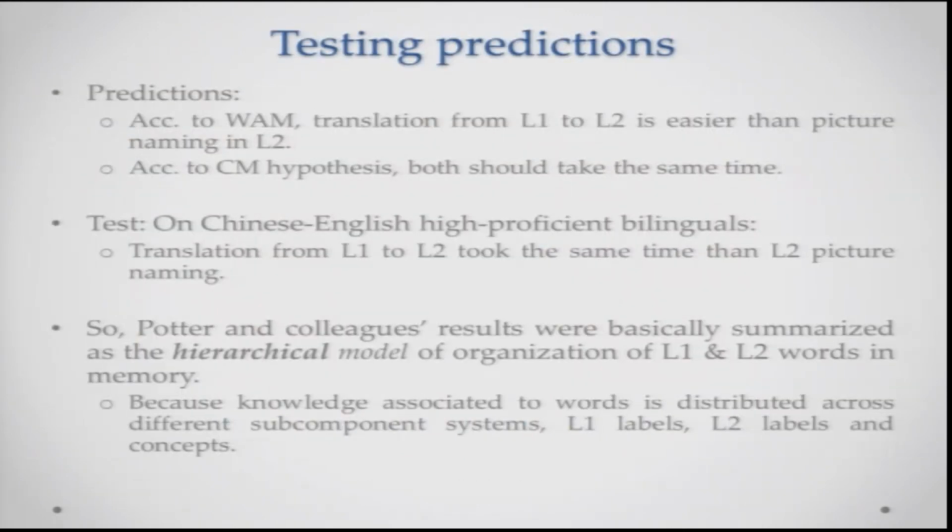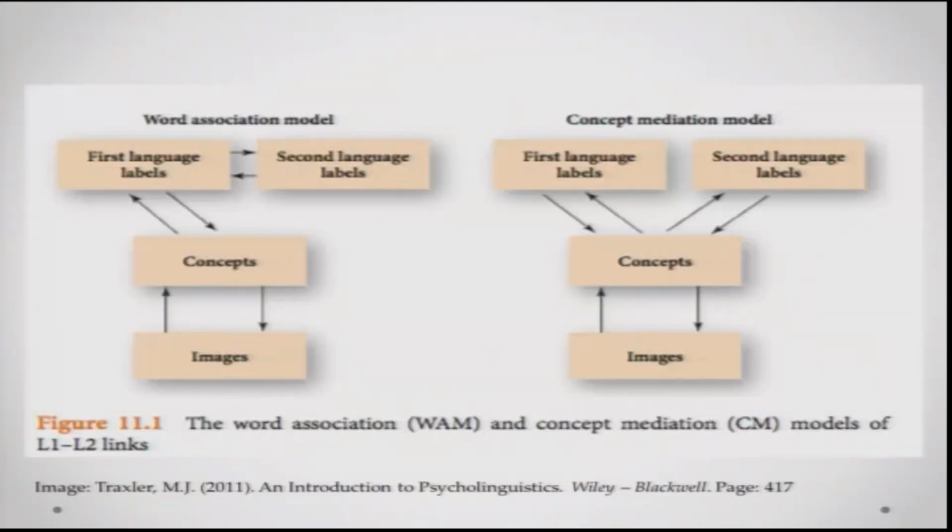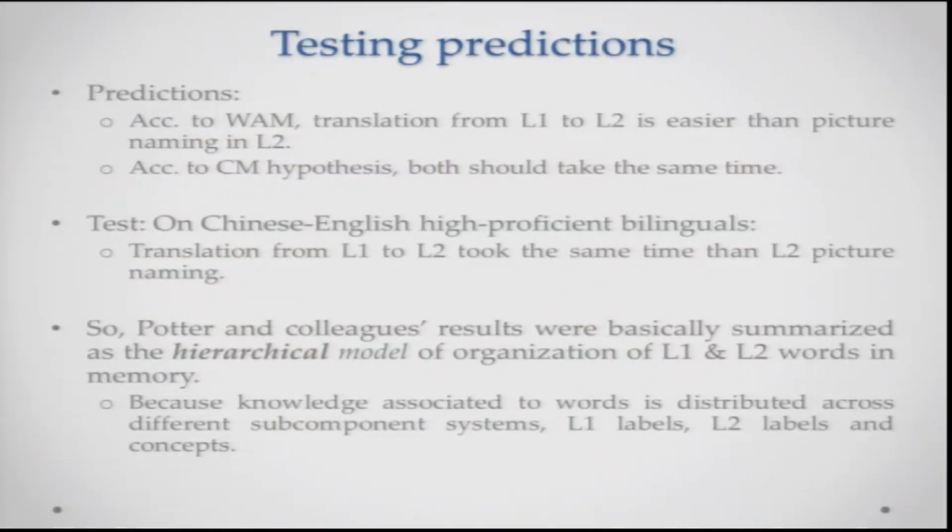According to the conceptual mediation model, on the other hand, both of these things should take the same time. If you are translating from L1 to L2, or you are just picture naming in L2, in both cases you are looking for the link between the concept and the L2 labels. So, let us see what happens. They did this experiment on Chinese-English, very highly proficient bilinguals who are good in both English and Chinese, and they asked them to do translation. They found that translation from L1 to L2 takes the same time as L2 picture naming.